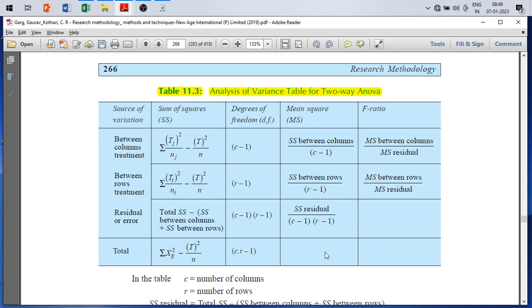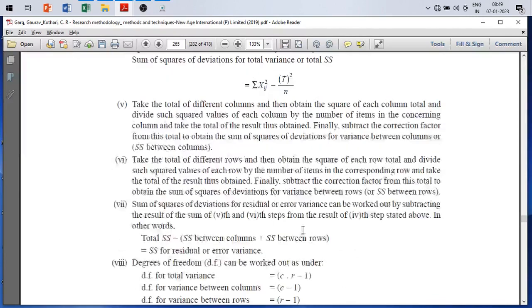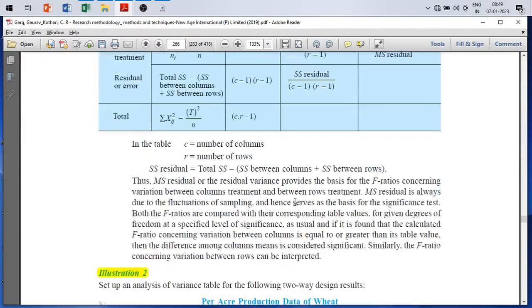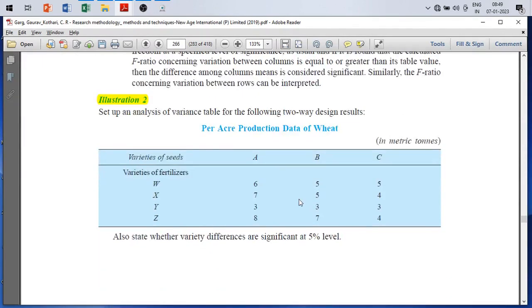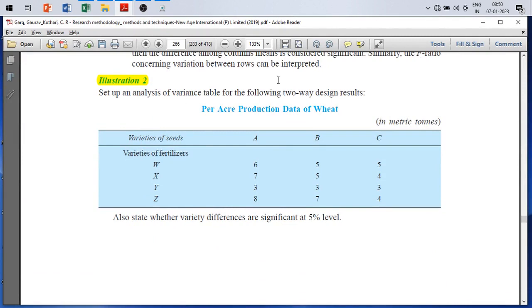So when we construct this ANOVA table for two-way ANOVA, see the source of variation. Now you don't have two sources of variation. We have three sources of variation here. Okay, this is sum of squares between columns. Actually, now let me show you an example before we get to this. Yes, this illustration 2.